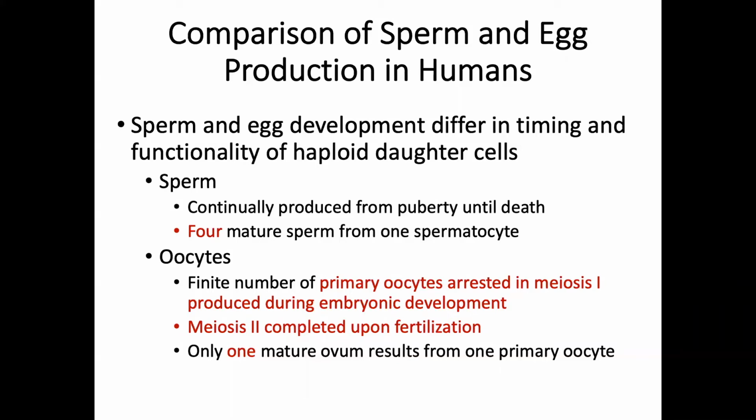probably quite rare. In contrast, all primary oocytes have already been generated during the embryonic development of the female, and all the oocytes are arrested in meiosis 1 stage until ovulation. Meiosis 2 happens only after fertilization, and more importantly, only one mature ovum, also called an egg, can be produced from one primary oocyte. And why is that?